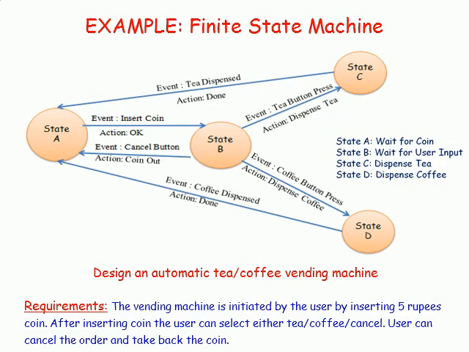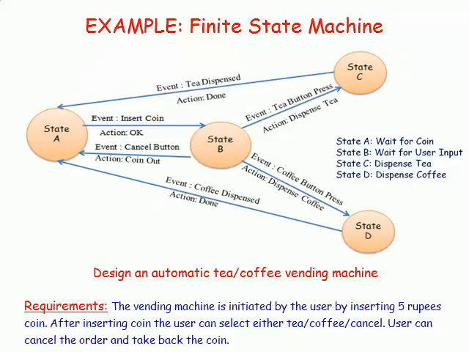Here I have taken one example to design an automatic tea or coffee vending machine based on the finite state machine model by considering requirements like the vending machine is initiated by the user inserting a 5 rupee coin. After inserting the coin, the user can select either tea or coffee or can press the cancel button to cancel the order and take back the coin. So the representation of the finite state machine model is given here.